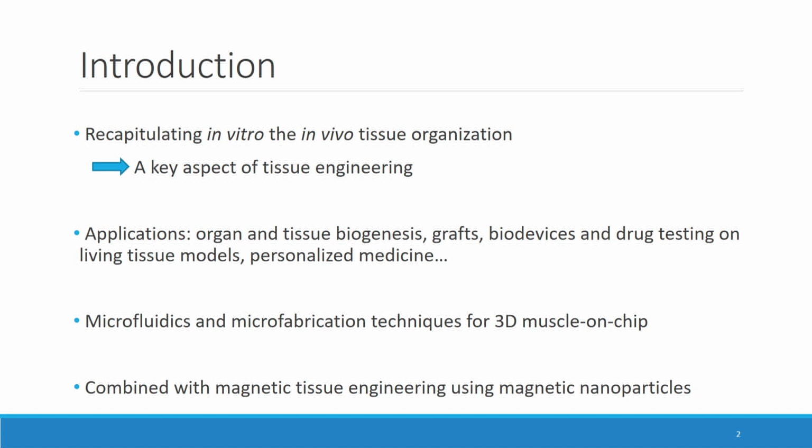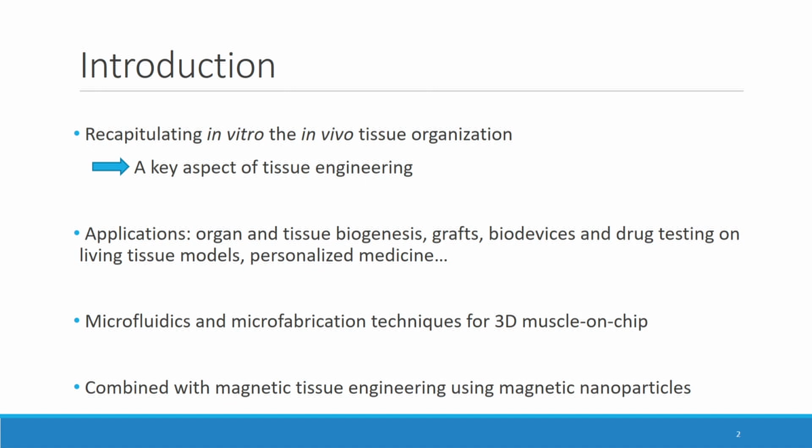In my case, the tissue that I am trying to recapitulate is skeletal muscle tissue, which represents 30 to 40% of the body mass and is also responsible for voluntary movement, which makes it very interesting for all of these applications. And I'm trying to recapitulate skeletal muscle tissue by combining microfluidics and microfabrication techniques with magnetic tissue engineering using magnetic nanoparticles.